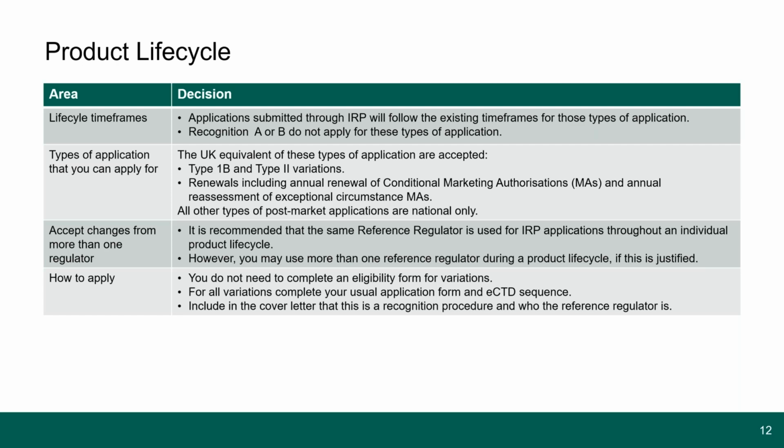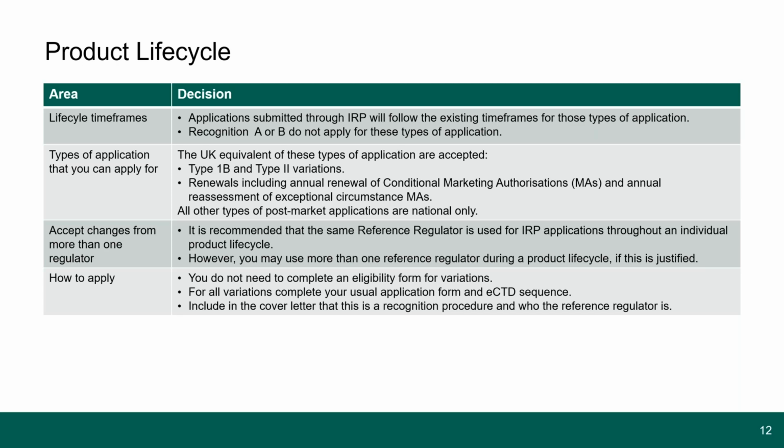So you can apply for type 1B and type 2 variations via international recognition. You can apply for renewals, including annual renewal of CMAs and annual reassessment of MAs under exceptional circumstances. But all other types of post-market applications are national only. And it should be noted that it is the UK equivalent of the applications. So, for example, type 1B and type 2 that will apply.